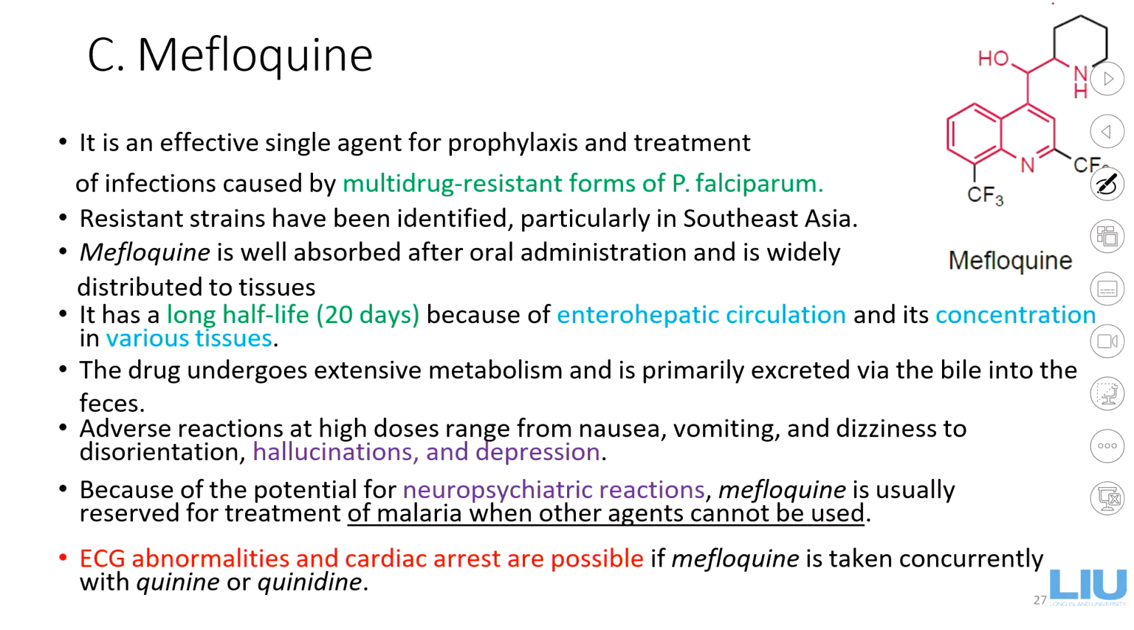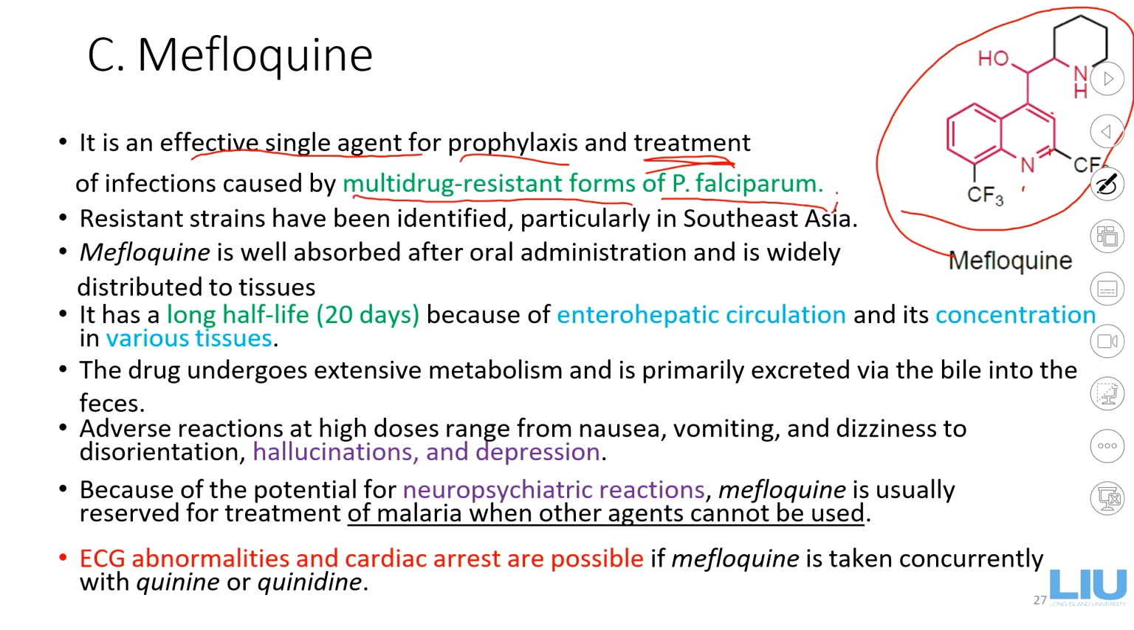Can you tell from the structure, is it 4 substituted or 8? It's 4 substituted, okay? 1, 2, 3, 4. So it would have the same mechanism of action as chloroquine. It's an effective single agent for prophylaxis and treatment of infections caused by the multi-drug resistant form of Plasmodium falciparum. So in the case of resistance, you could use mefloquine, okay? Resistant strains have also been identified in some regions like Southeast Asia.